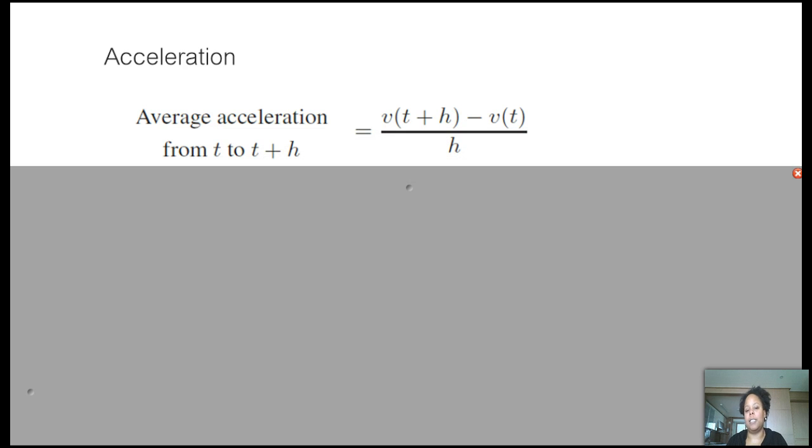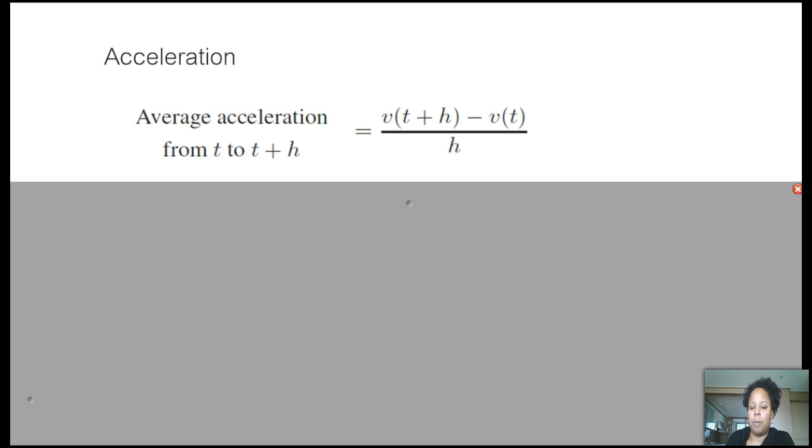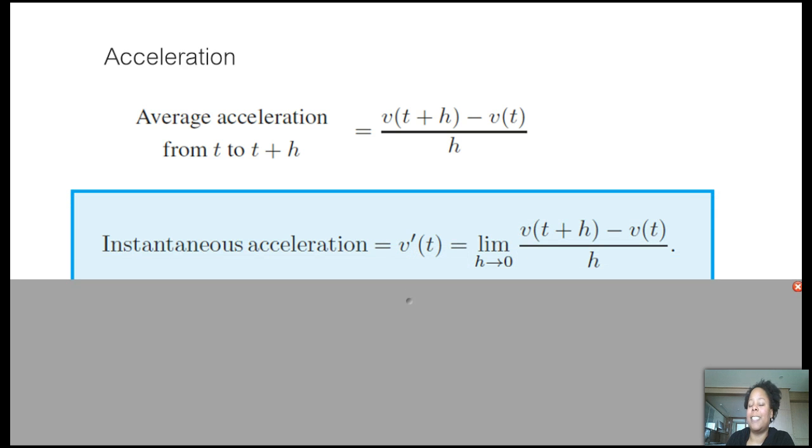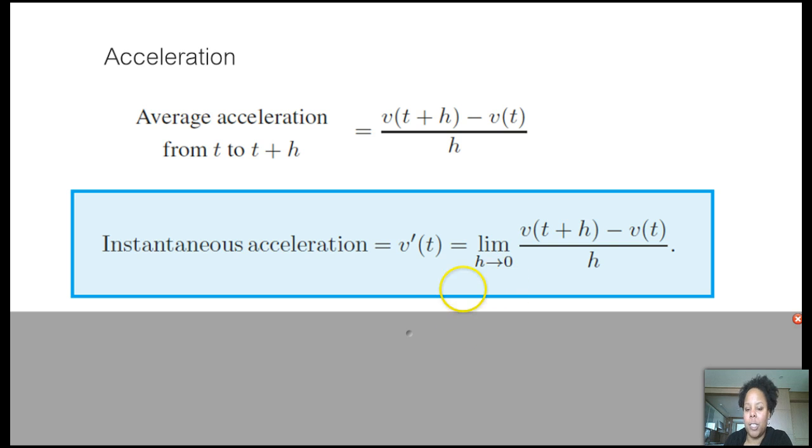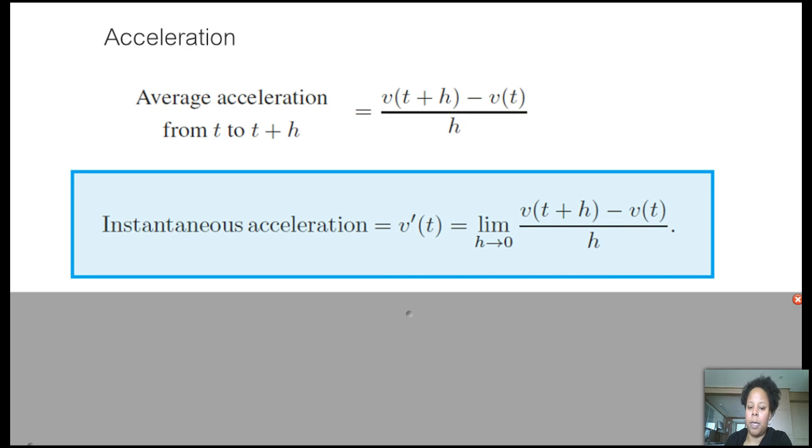The average acceleration is the rate of change of velocity over a particular interval from t to t plus h. So if I want to look at the definition of acceleration instantaneously instead of average, it's basically the first derivative of the velocity function, which is the limit as h approaches 0 of the difference quotient of the velocity between two input values divided by the difference of the input values. So in other words, the first derivative of velocity is acceleration, or acceleration is the second derivative of the position function.